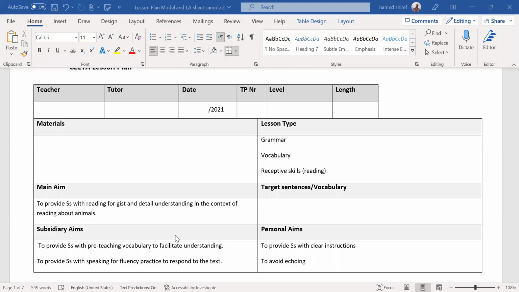Okay, everyone. Now this is a template for lesson planning, as we have seen in the very beginning. Now I have added some detail to help you see what I mean by the aims, sub aims, etc. So, for example, teacher, tutor, etc. You will add the details. This is easy.